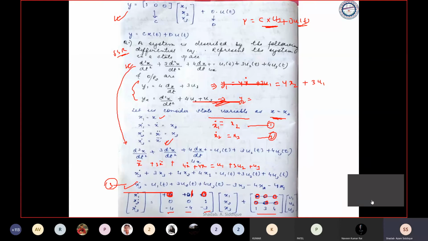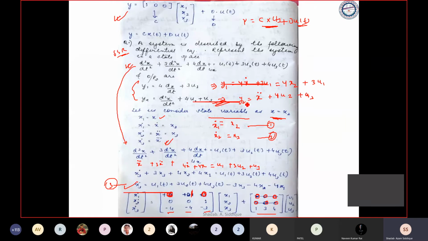So see, we have y2. Y2 is basically given here. Y2 is equal to d2x divided by dt square, so this should be written as x double dot, plus 4 u2 plus u3. I hope it is not visible to you. So u3 is given here.